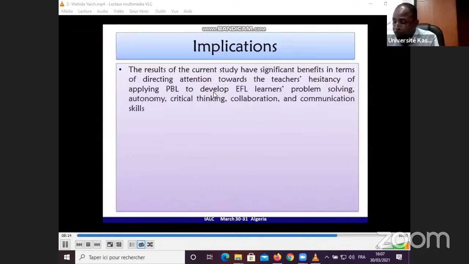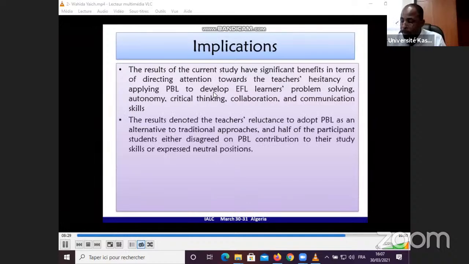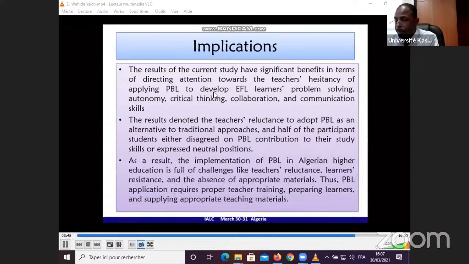The results of the current study have significant benefits in terms of directing attention towards the teacher's hesitancy of applying problem-based learning to develop EFL learners' problem solving, autonomy, critical thinking, collaboration, and communication skills. The results denoted the teacher's reluctance to adopt problem-based learning as an alternative to traditional approaches, and half of the participant students either disagreed on problem-based learning contribution to their study skills or expressed neutral positions. As a result, the implementation of problem-based learning in Algerian higher education is full of challenges like teachers' reluctance, learners' resistance, and the absence of the appropriate materials. Thus, problem-based learning application requires proper teacher training, preparing learners, and supplying appropriate teaching materials.